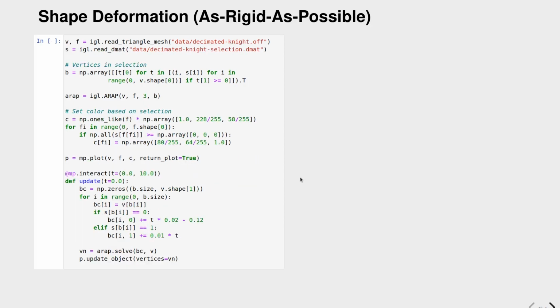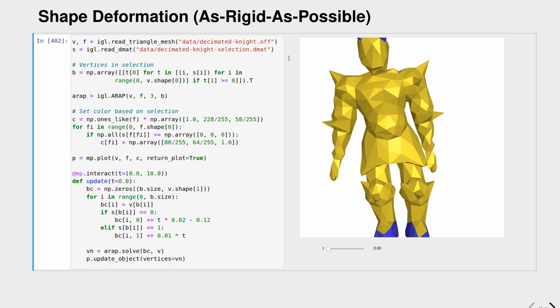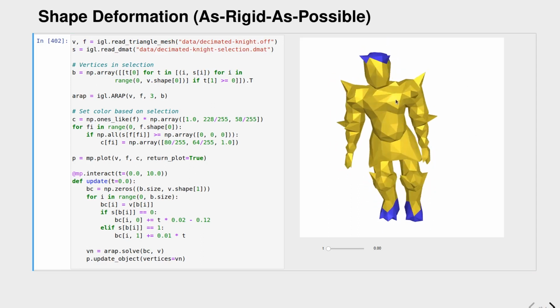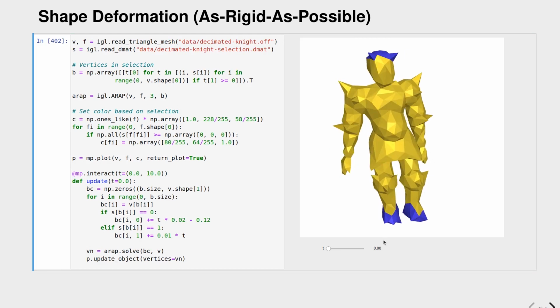So the next approach for shape deformation is as-rigid-as-possible shape deformation. And again, let's first run the animation. So here we have this knight model with 3 different selected regions. We have selected the 2 feet as well as the head, which are colored blue here. And these regions are also fixed by our animation system, and the yellow vertices are allowed to move freely.